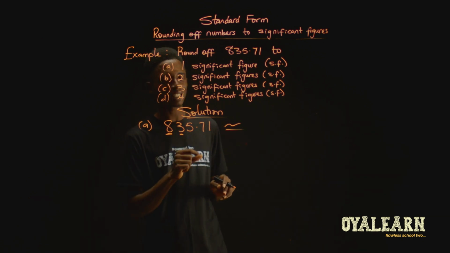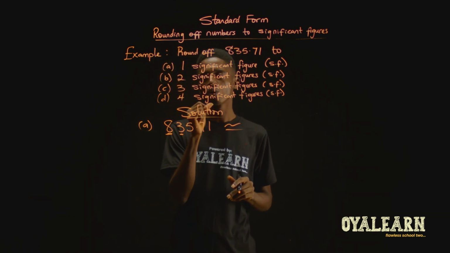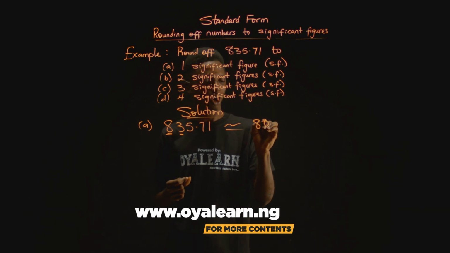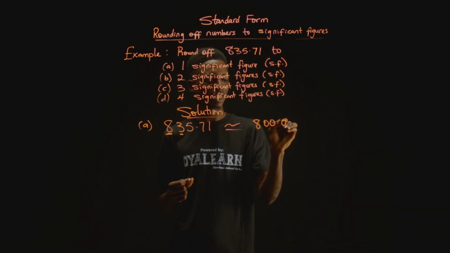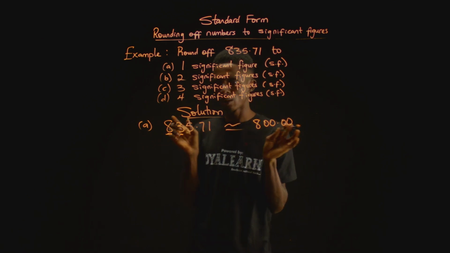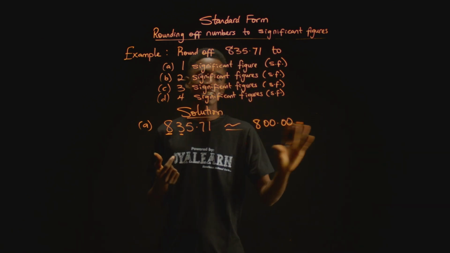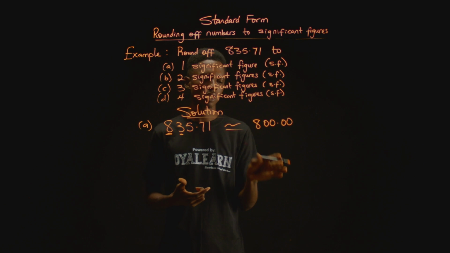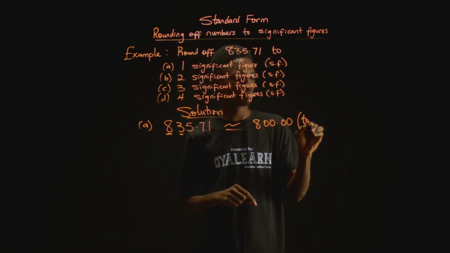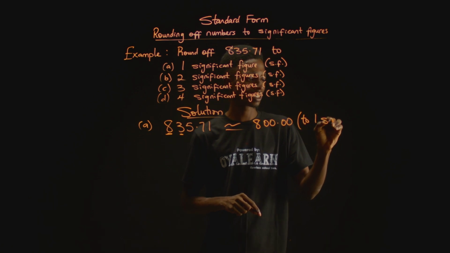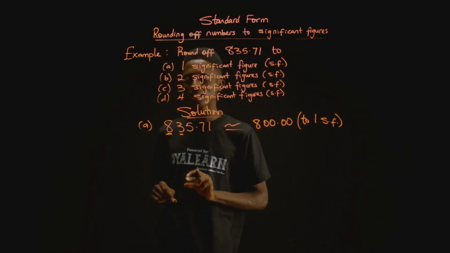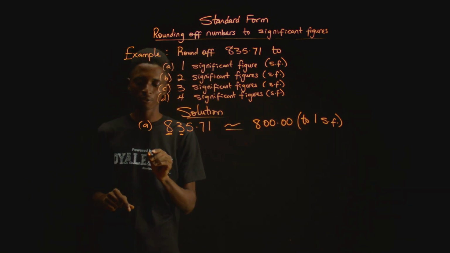That means 835.71 will then become 800.00. Now you see that every other digit has become 0. And since we are rounding down, we do not add anything to this. We are just adding zeros. So therefore, we have just 800. And remember to put in brackets to one significant figure. So that is how we round 835.71 to one significant figure.